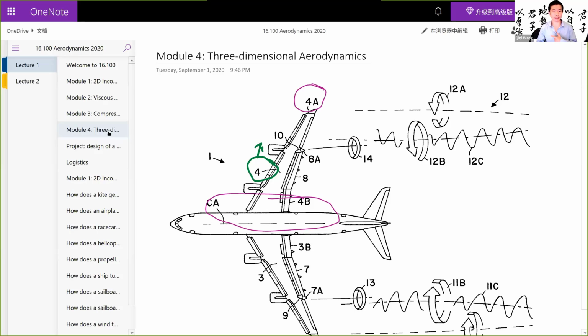I mean, there are things that depend on each other, but the majority of module 4 does not depend on compressibility, for example, because we are pretty much talking about incompressible three-dimensional aerodynamics. There are subtleties about compressible three-dimensional aerodynamics, but these are more advanced topics. That is, we are not going to be focusing on in this class.